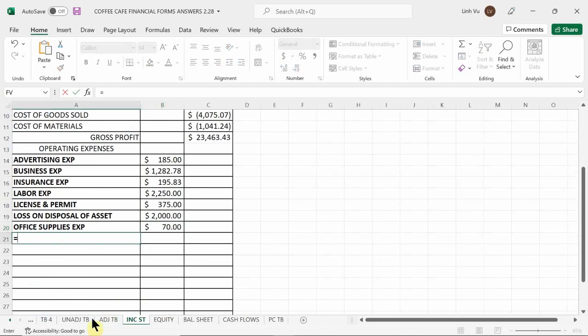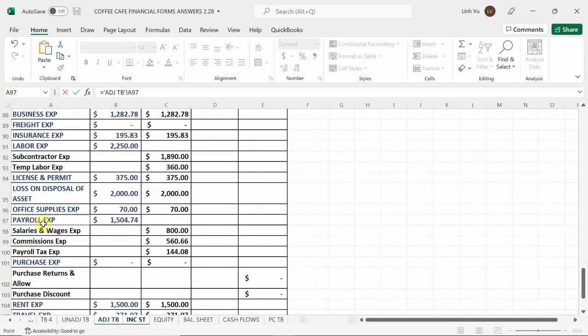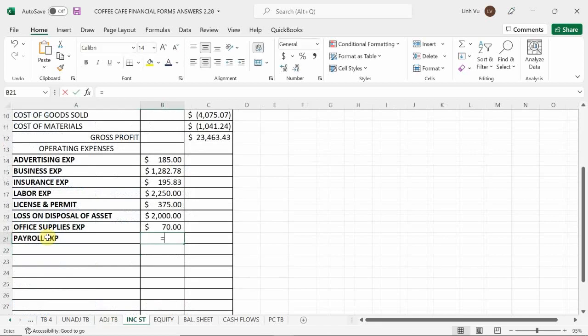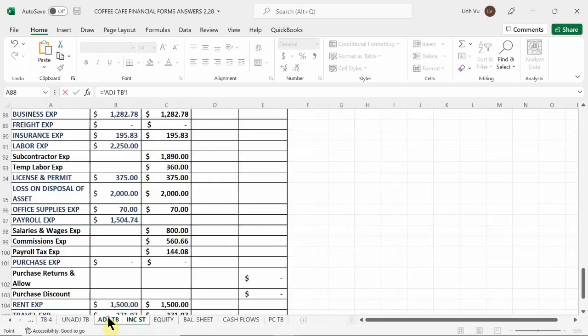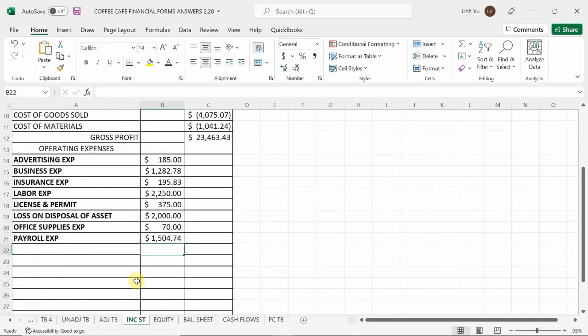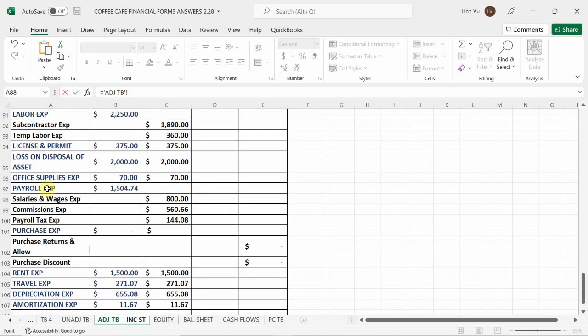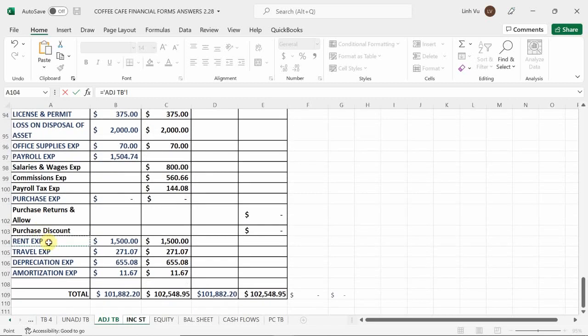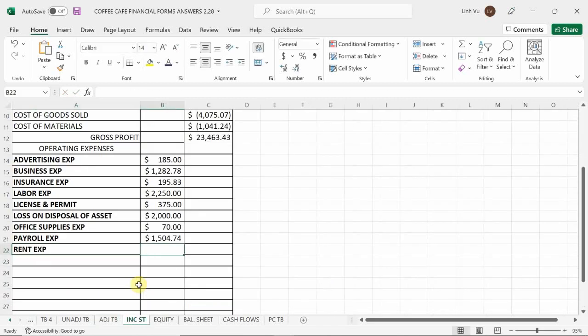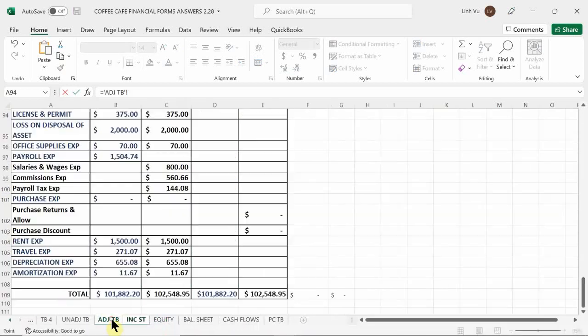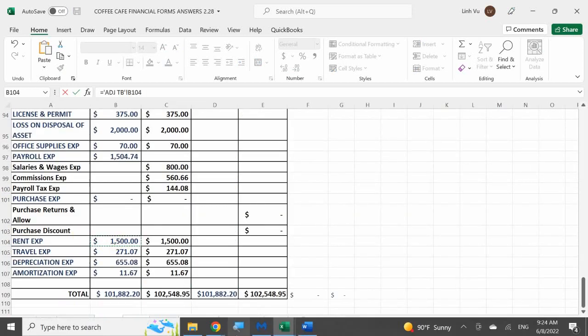And of course, I also had to pay my employees through payroll. How much did I pay my employees in grand total? I spent a total of $1,500 and $4.74 for my workers. Okay. And let's see what's the next main account. Purchase expense, I did a conversion entry, so nothing there. Rent expense, right? I had to incur rent for $1,500, right? I had to pay the building in order for me to sell my coffee.